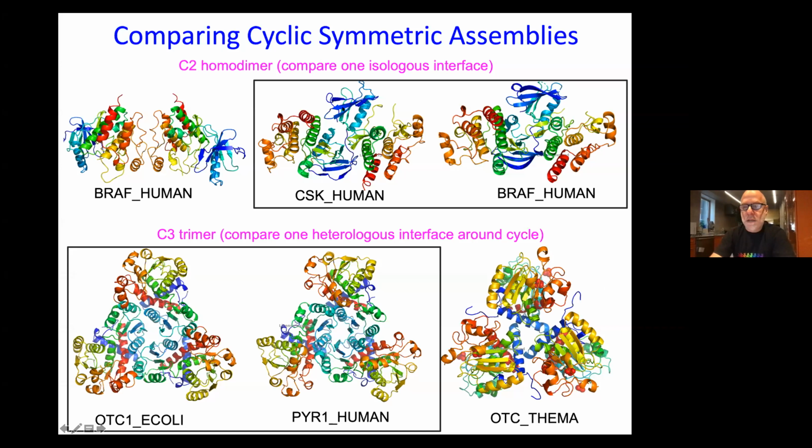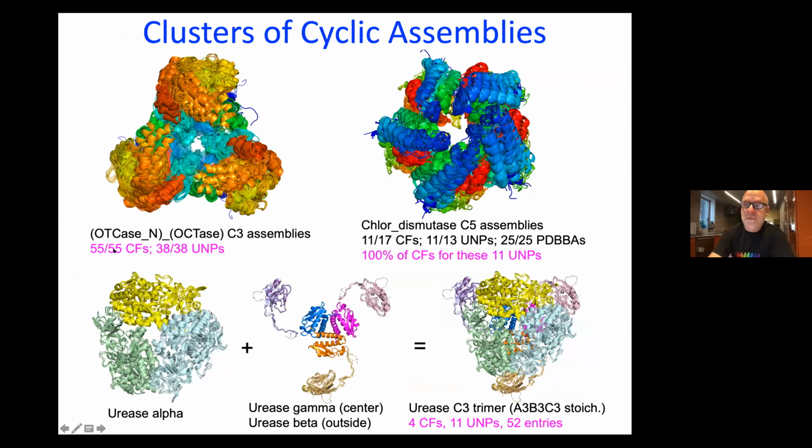If we look across the entire PDB and we do that for all of the proteins in this family, we get a cluster that looks like this. This is 55 different crystal forms and 38 different sequences, 38 different proteins. And this is the assembly that's observed in all of the crystal forms that are available in the PDB of these proteins. This is for chloride dismutase. These are C5 assemblies, pentamers, cyclic.